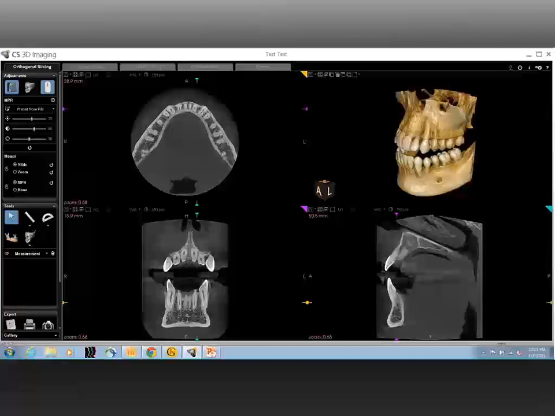Here we are sitting down with the CS 3D imaging software, and we're looking at our MPR views. I'd like to ask you some questions to do this anatomical review of the mandible. So let me begin. What are the most important anatomical structures in the dental alveolar area?